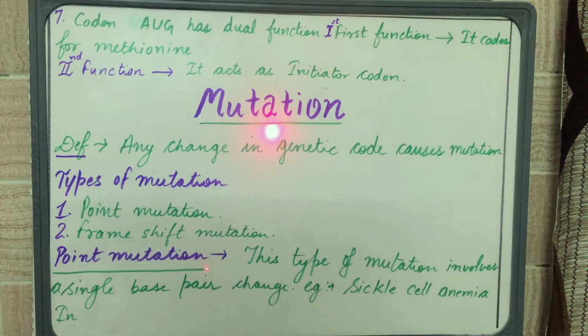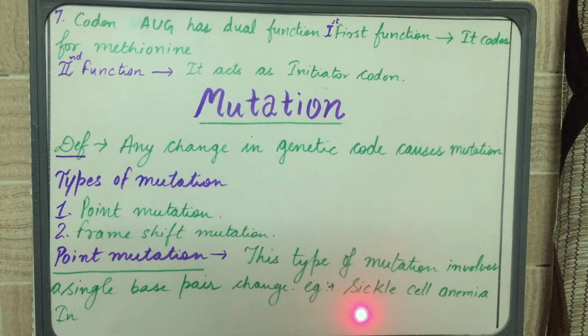Now let us study about mutation. Mutation is any change in the genetic code. There are two types of mutation, point mutation and frameshift mutation. If there is a change in a single base pair, that is called point mutation. So the mutation in which there is a change in a single base pair is called point mutation. An example of point mutation is sickle-cell anemia.